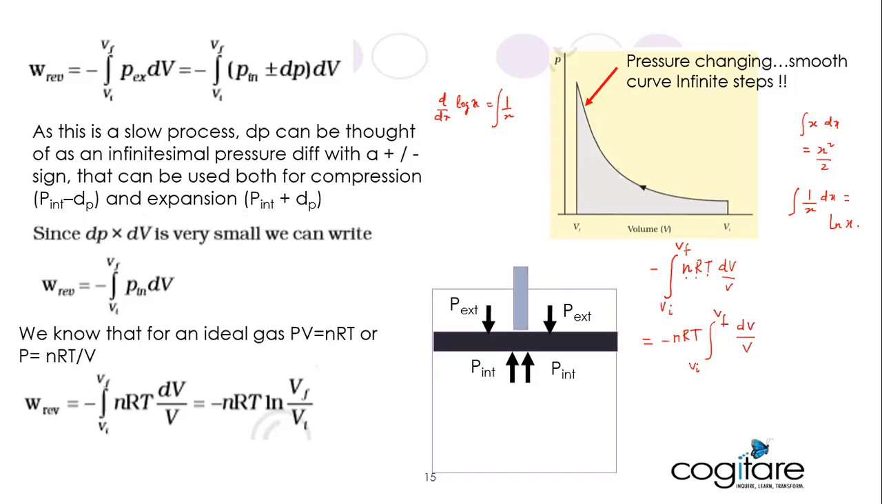I asked you to make a note also. Doesn't matter. So this is dx by x, this is dV by V. If this is log x, ln means natural logarithm. What will this be? Log V. Minus nRT, I have taken the integral, the natural logarithm of V from Vi to Vf.